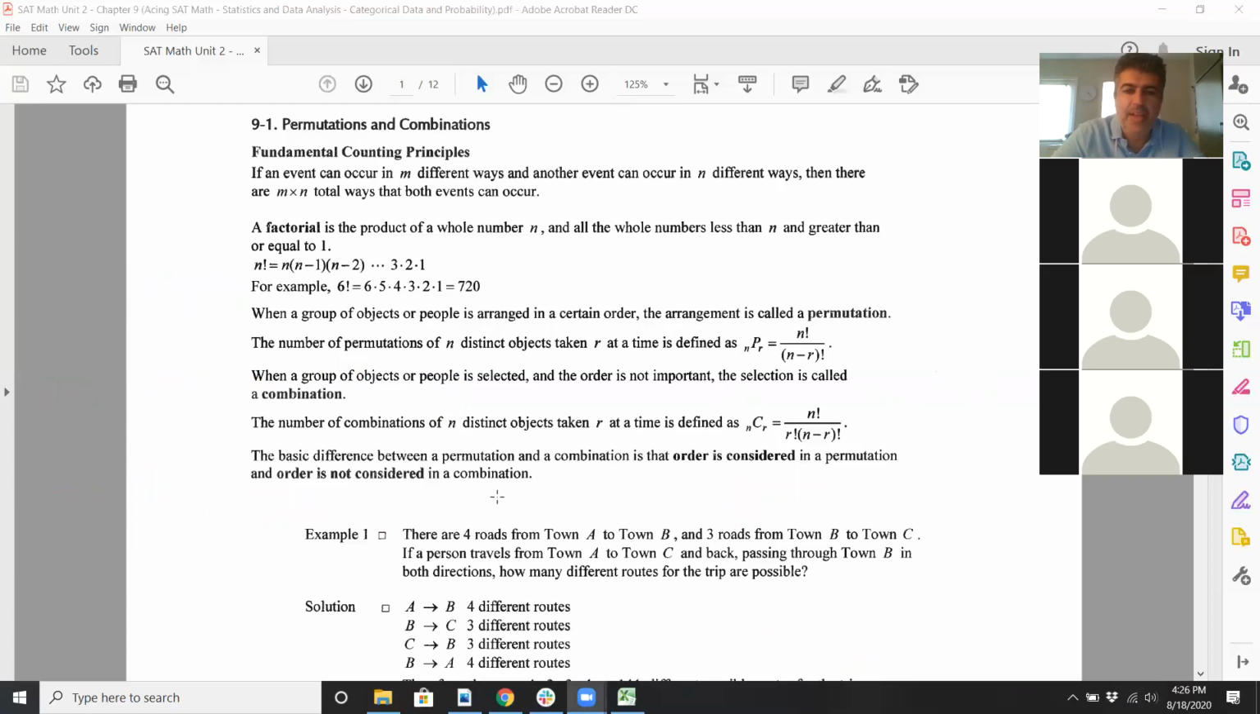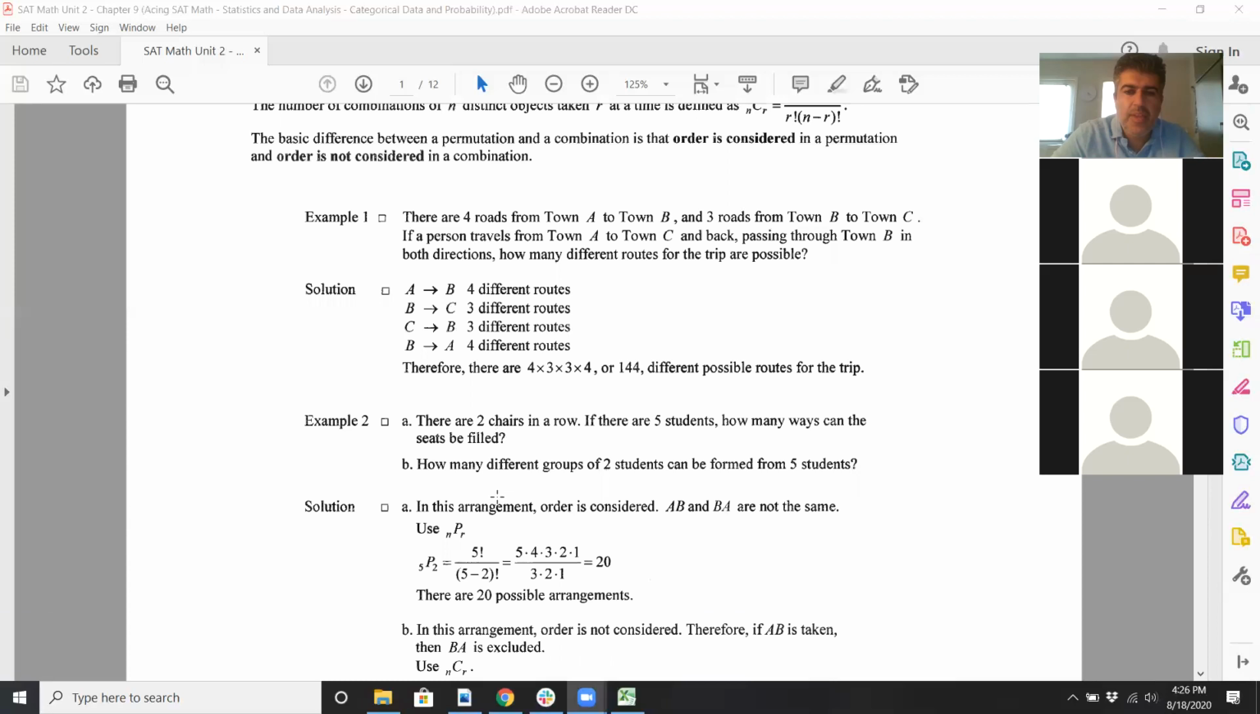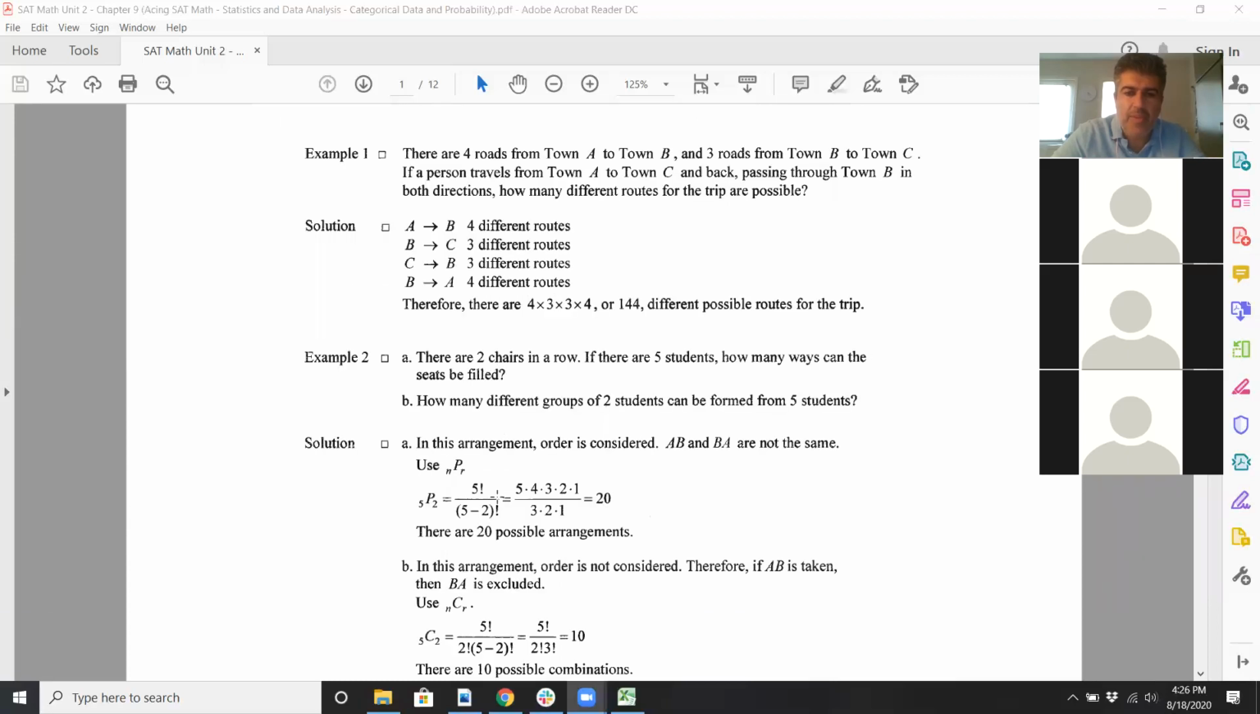And here are just some examples where they go through that kind of stuff, like 4 roads from town A to town B, 3 roads from town B to town C. So how many different routes, and then you have to go back. So obviously you have 4 ways to get from town A to town B, then 3 ways to get from town B to town C, then on the way back from C to B, 3 ways, and B to A, 4 ways. Multiply it all out, those are all the different routes you could take.